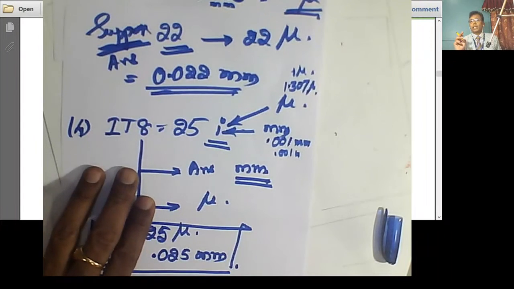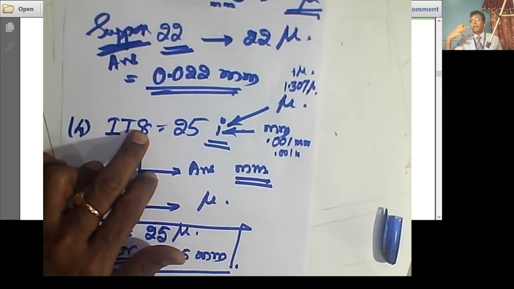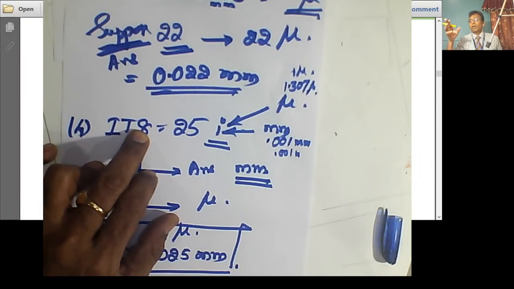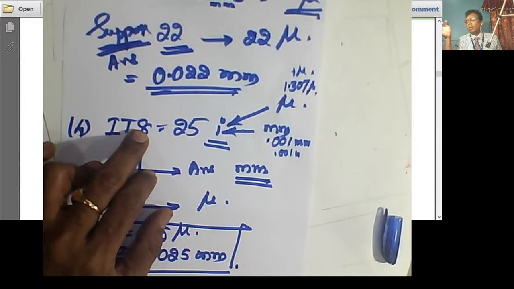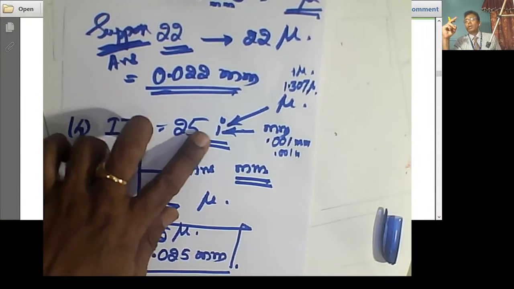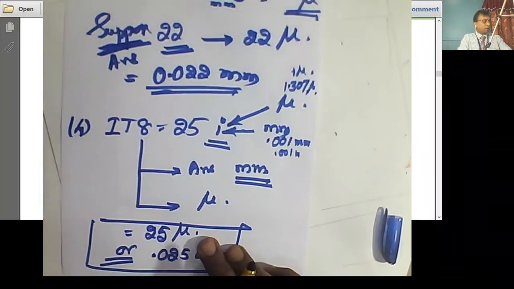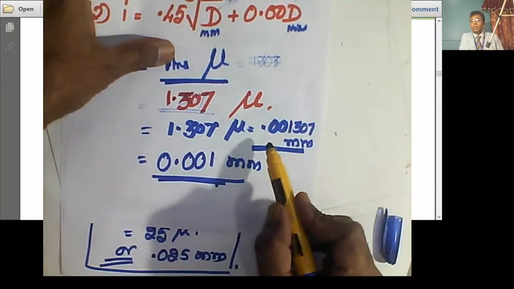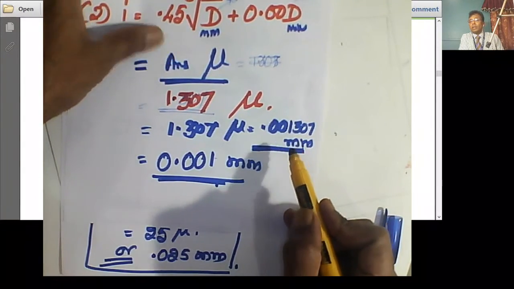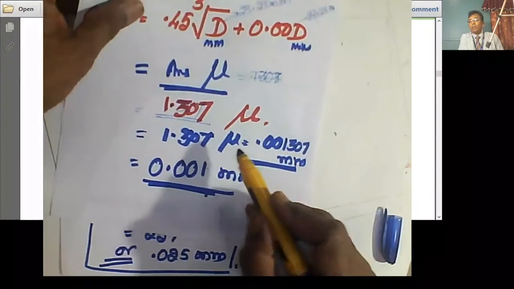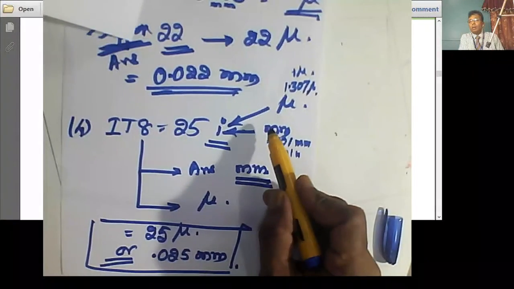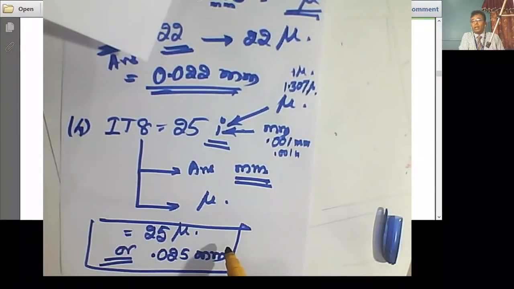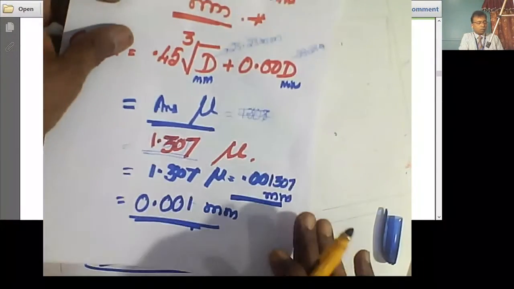Next, IT values, IT8, IT9, IT10, equal to 25i, 30i, 40i, whatever is the value. If you substitute I here, look, can you see? If you substitute in millimeters, you get the answer in millimeters. If you substitute in microns, you get it in microns. And finally, I need the answer in millimeters.